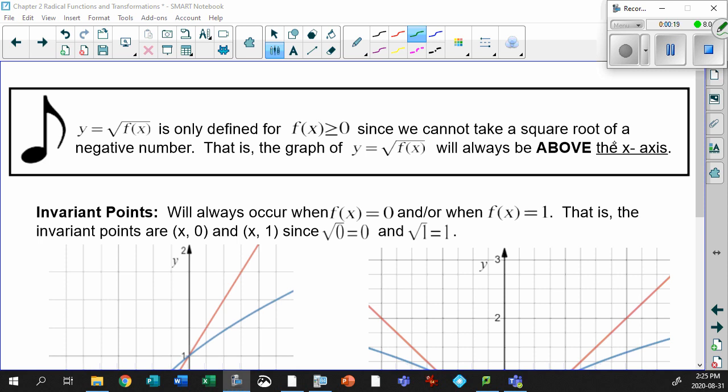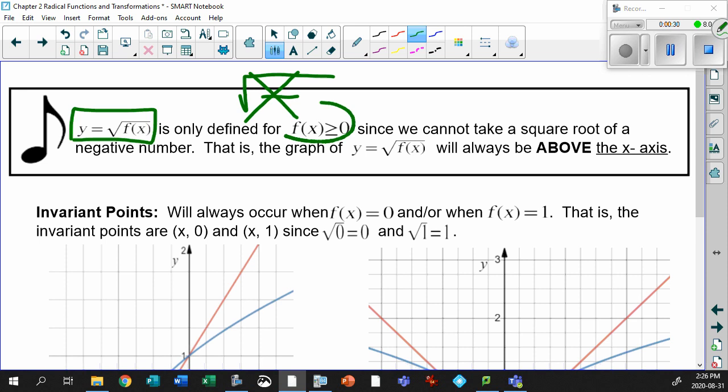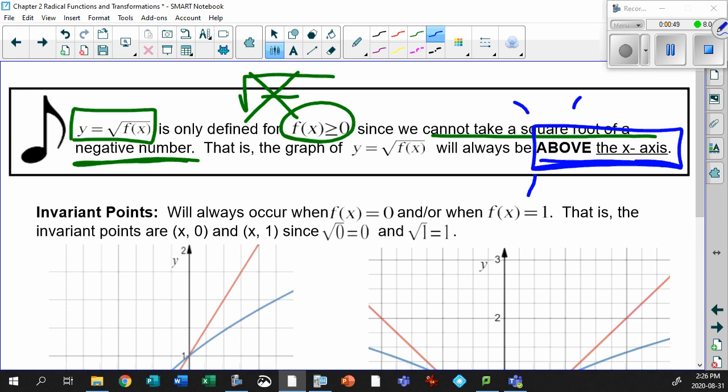First things first, when you're looking at the square root of any kind of function, remember it's only defined when the number you're taking the square root of cannot be negative. So it's only defined when the original function is greater than or equal to zero. We can't define it when it's less than zero because we cannot take the square root of a negative number, of course. That is, the graph will always be above the x-axis. If there's anything you want to remember, it's that.